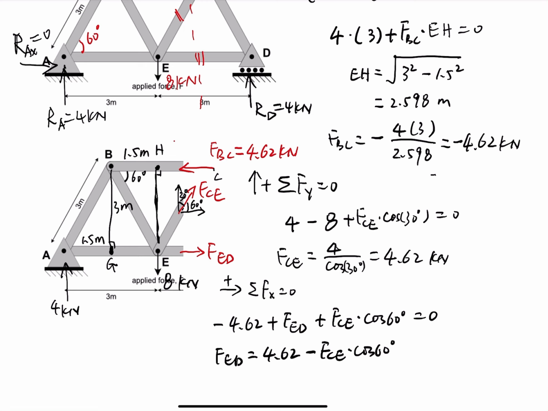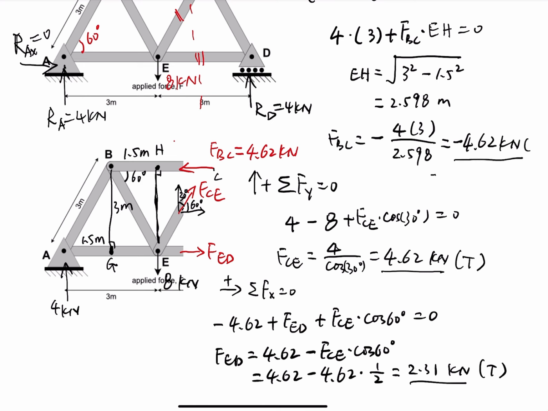This is equal to 4.62 minus FCE. We got the value 4.62 kilonewton times cosine 60 degrees, which is 1/2. And we got the final result of 2.31 kilonewton. So this is in tension, and this one is in compression.